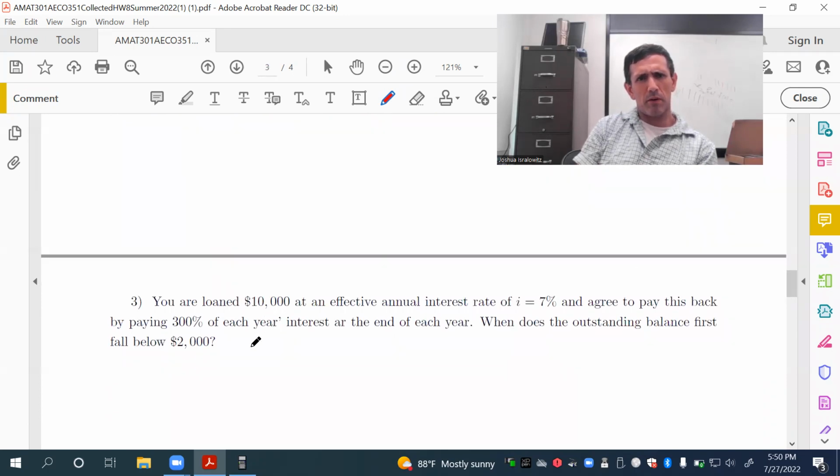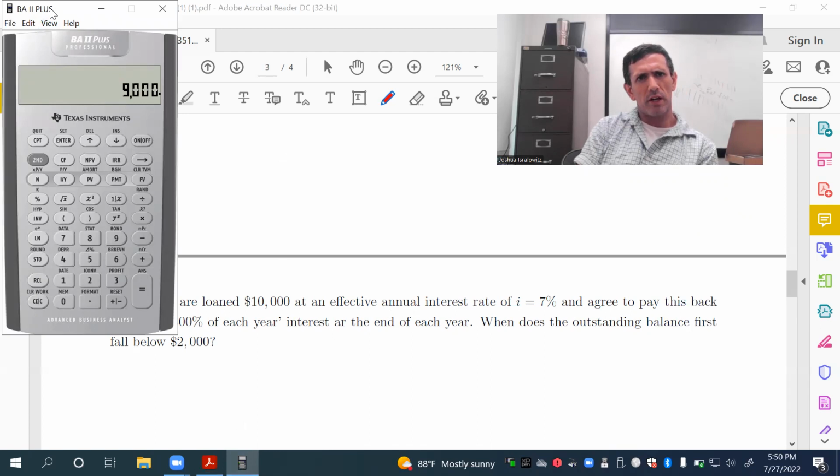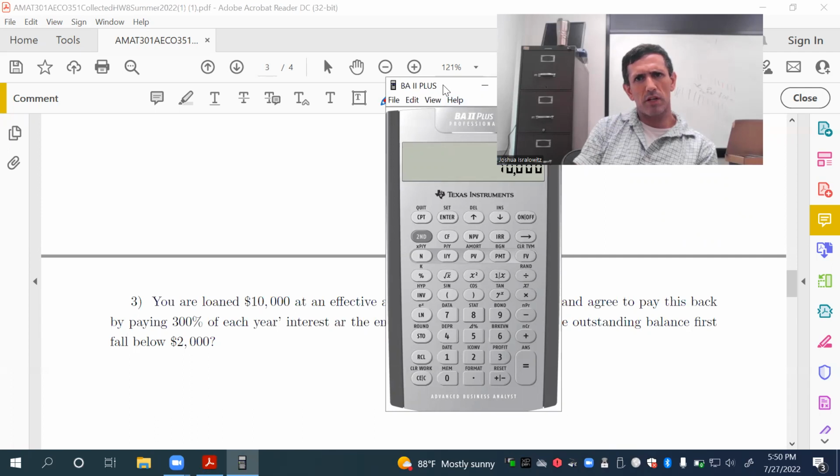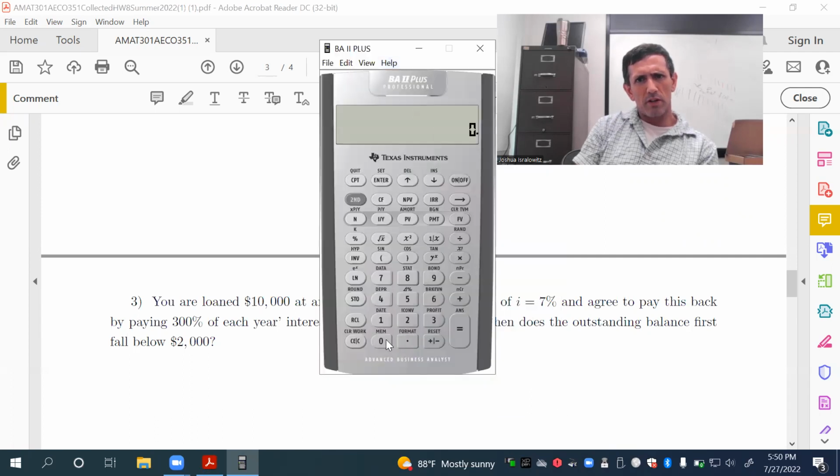Yeah, similar problem here. People did kind of the same thing I was talking about before. So you have a $10,000 loan at 7%. You pay this back by paying 300% of each year's interest. And at the end of each year, when does the outstanding balance first fall below 2,000? So what some people did was they said, okay, 10,000. The interest the first year is $700. 300% of that, times 3, is 2,100. And then they said, okay, your new outstanding balance is just 10,000 minus 2,100.